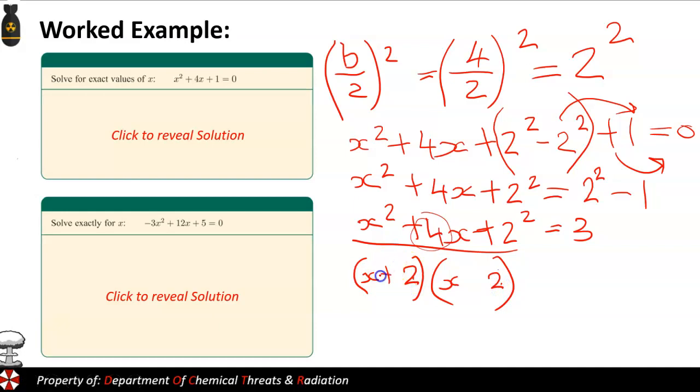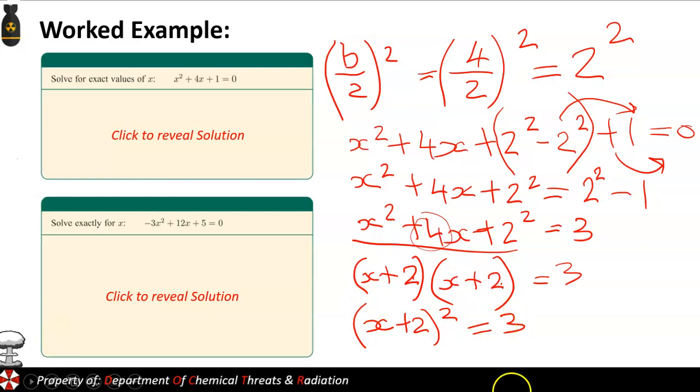Do a quick FOIL. We're going to have x squared from the first term, outers plus 2x, inners plus 2x, so we get 4x. Great. The lasts, we're going to get plus 4, which is good because 2 squared is 4. And that equals 3. We're close. We're almost there. The next step is to say, well, let's put these together because this is just the same as x plus 2 all squared equals 3.